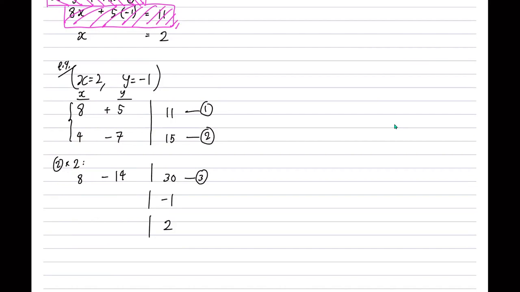Label equation 1 and 2. Don't want so lazy. Just know that the top row is always your row 1, bottom row is always your row 2. Then to make things nice and tidy, how about if I just open a bracket here, close the bracket here.